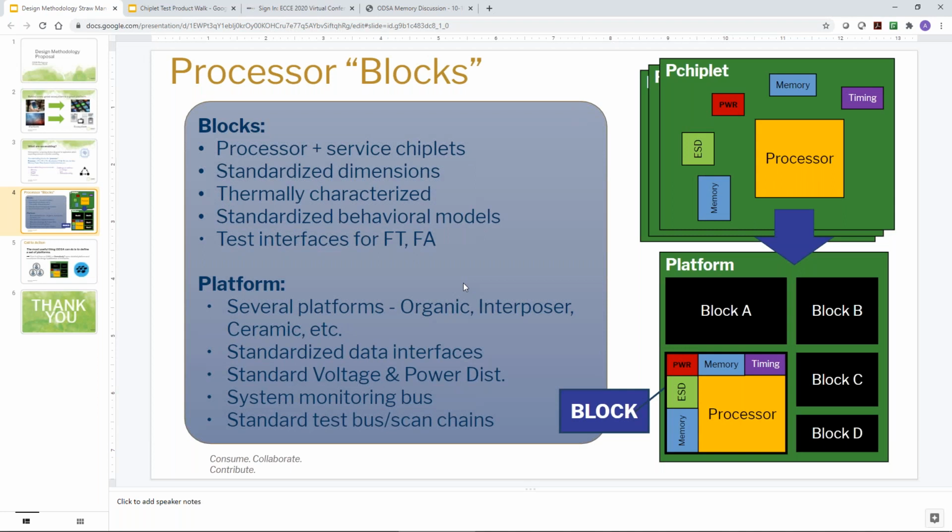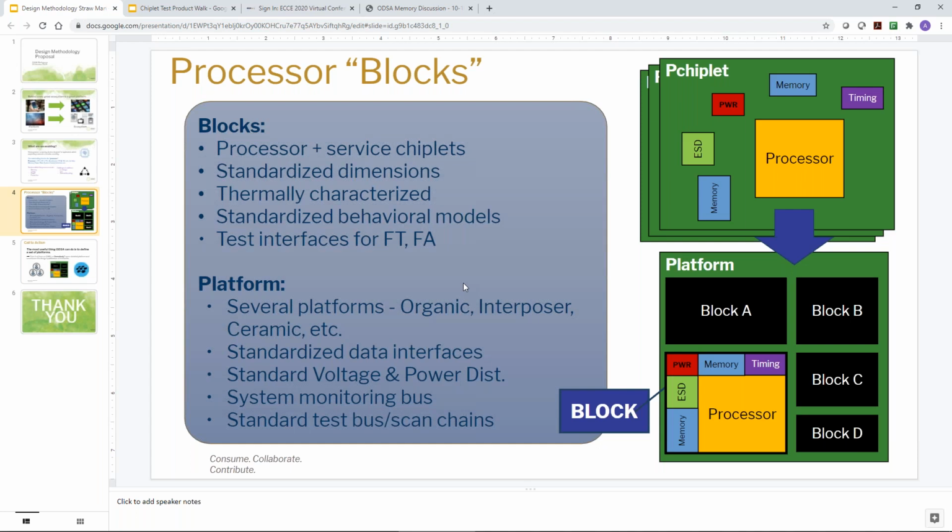And then we define the platform really carefully, and we can have several platforms, based on organic, for example. Instead of debating about whether organic is better than interposer, let's define platforms for both, and let the market sort out which one is going to hit for what applications. And we can have all kinds of standards: a standard voltage that you plug into, literally a system monitoring bus, standard test bus or scan chain items.